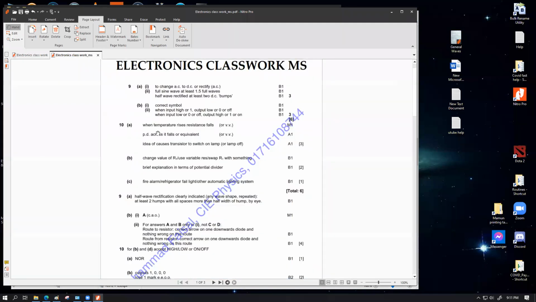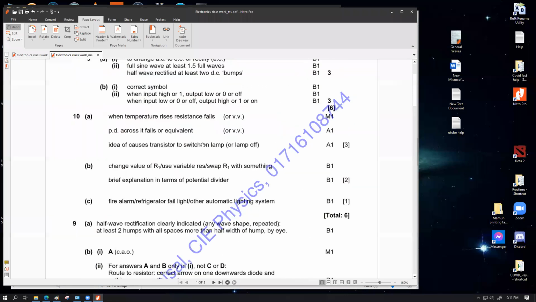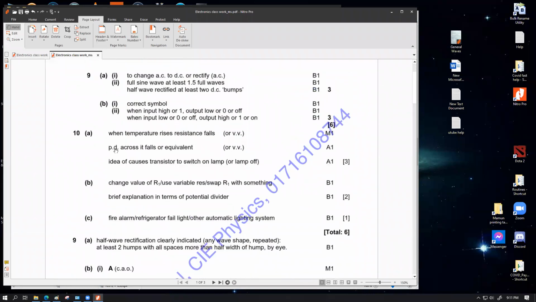So what do they tell us? It says when temperature rises, resistance falls, or vice versa. It means you can write the other information and still score this mark. PD across it falls or equivalent, which means that if you say resistance falls, you have to say PD falls. But if you say when temperature increases, resistance increases, PD across it increases, you're still going to get the mark. So whatever you write over here should be in line with whatever you mention over here. These two sentences should correspond to each other. That's why they have given or vice versa to both of them. So you get 2 marks over here.